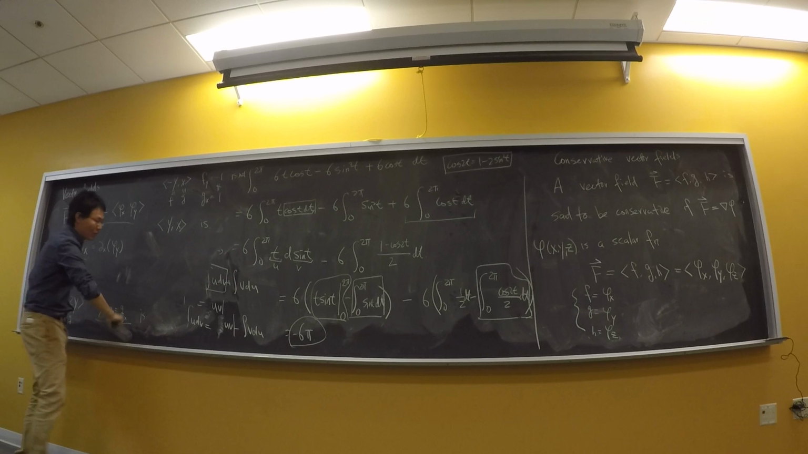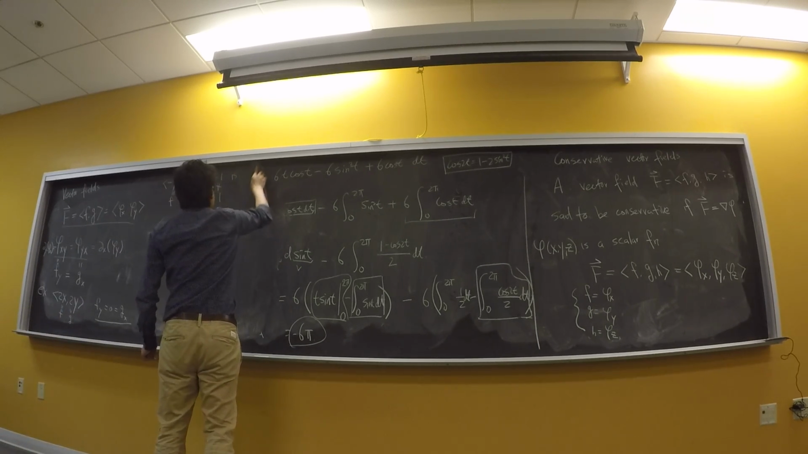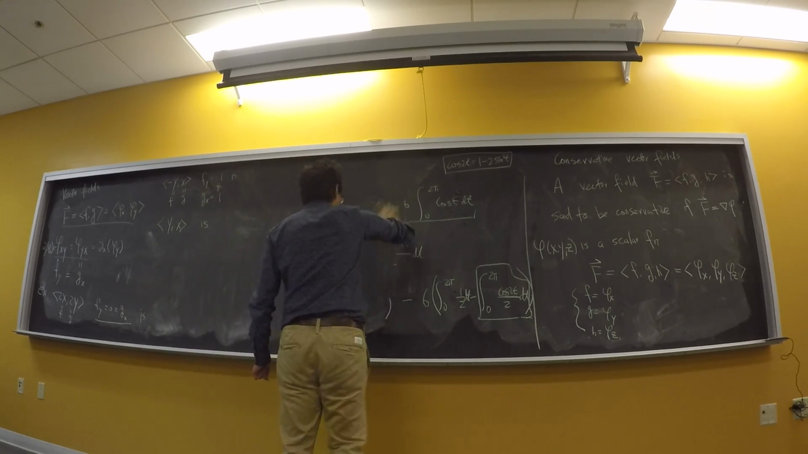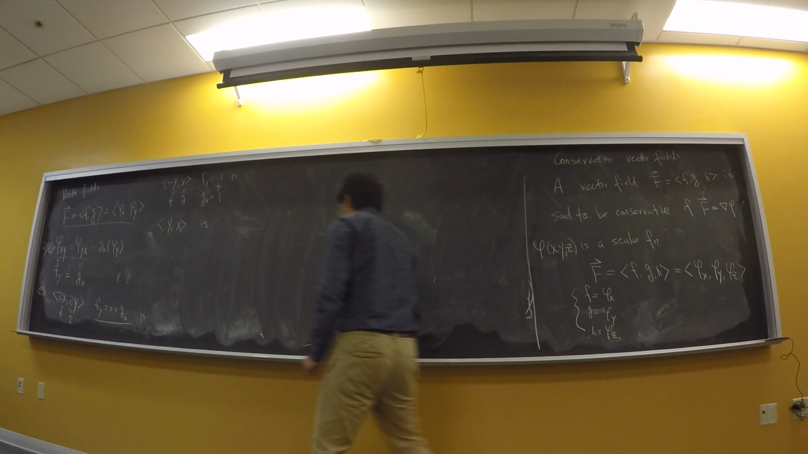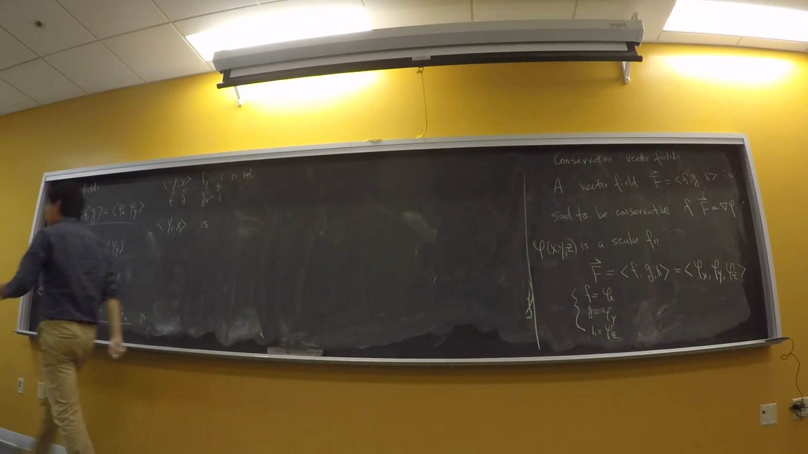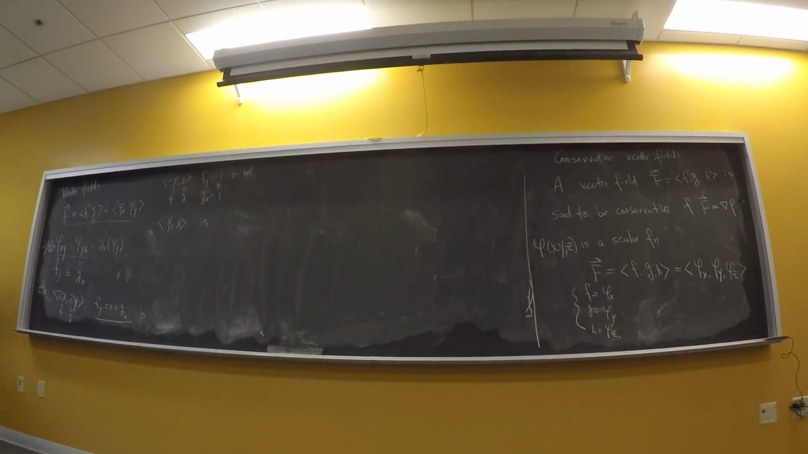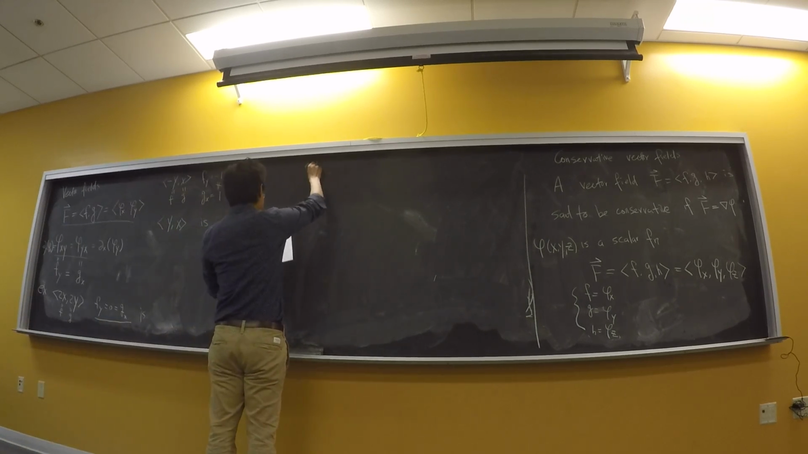Okay? So this formula is extremely practical to find whether a given vector field is conservative or not. So this is not conservative. So let me give you a couple of examples. We can immediately apply our formula. So let's see this one.